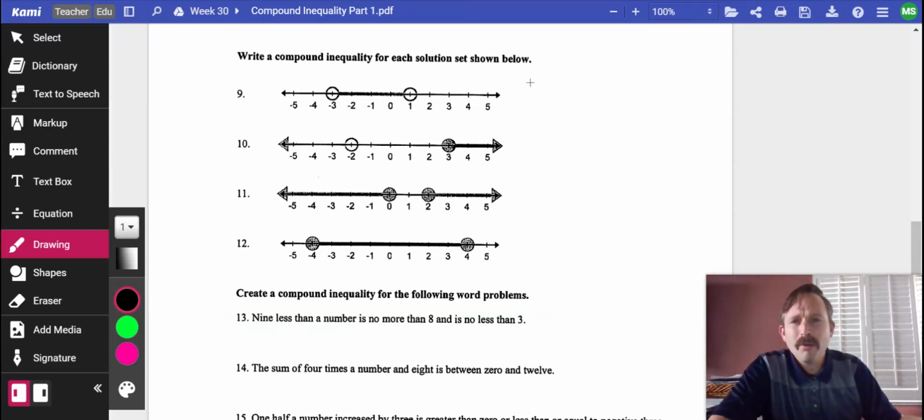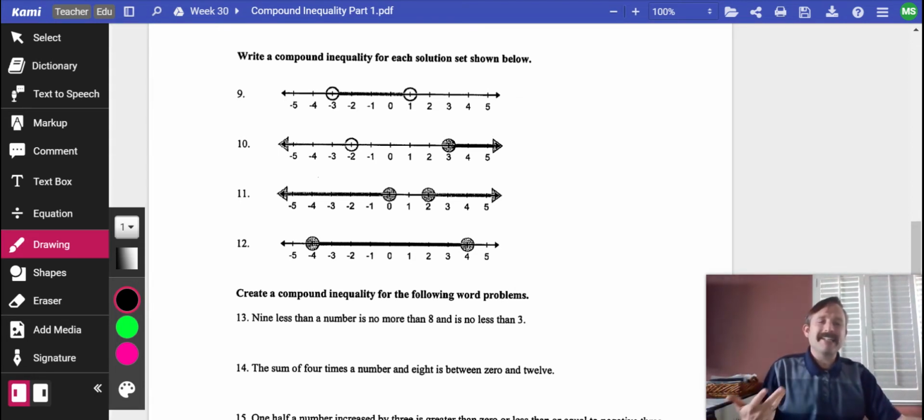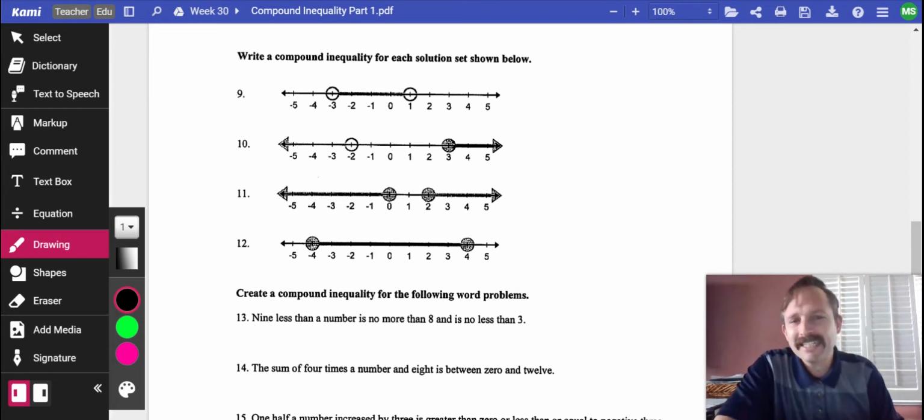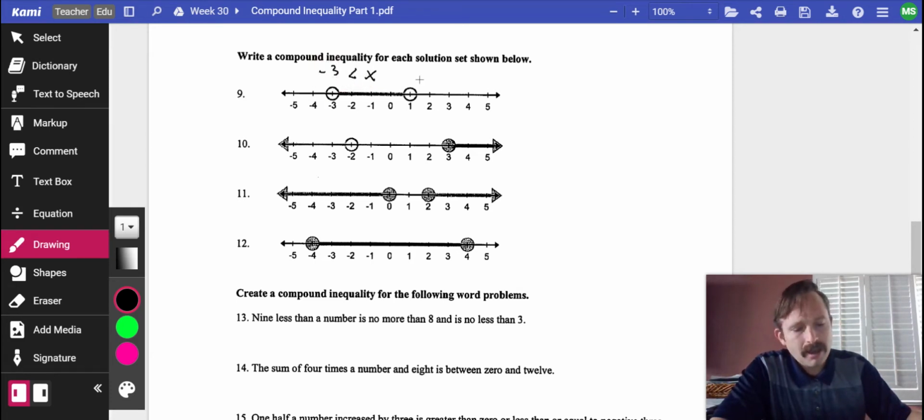All right, guys, we're in the second part of Compound Inequality Part 1, Part 1b. Now, I love this part. This part's going to be translating inequalities. This is like translating equations or translating expressions. So I know that x has to be bigger than -3, and x has to be smaller than 1. I can literally just leave it like that.